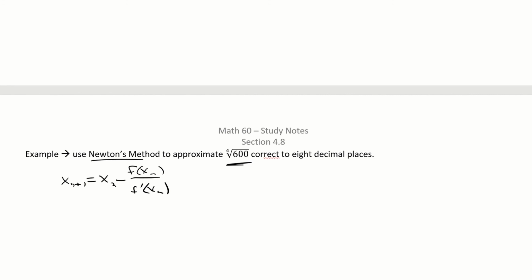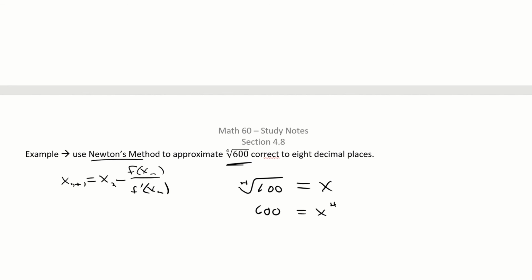But what's the function? Here's the trick. You're trying to find the fourth root of 600, and I don't know what it is. So what we do in algebra is I put a big fat x there, and I'm trying to solve this equation. Well, the next move might be 600 is equal to x to the fourth.